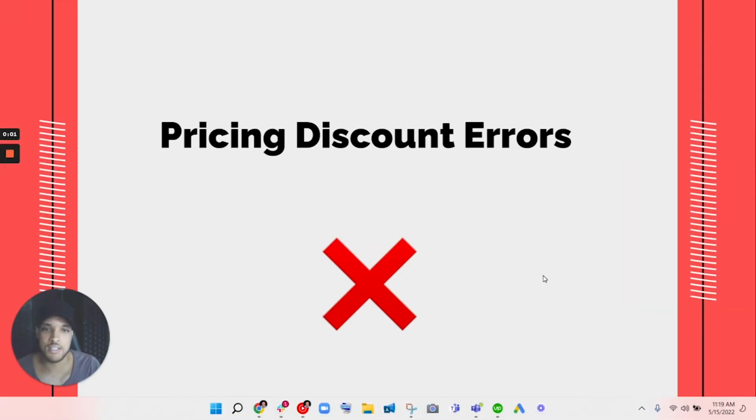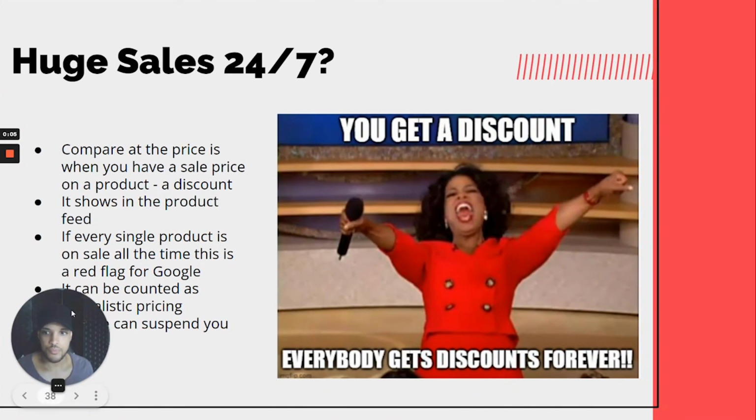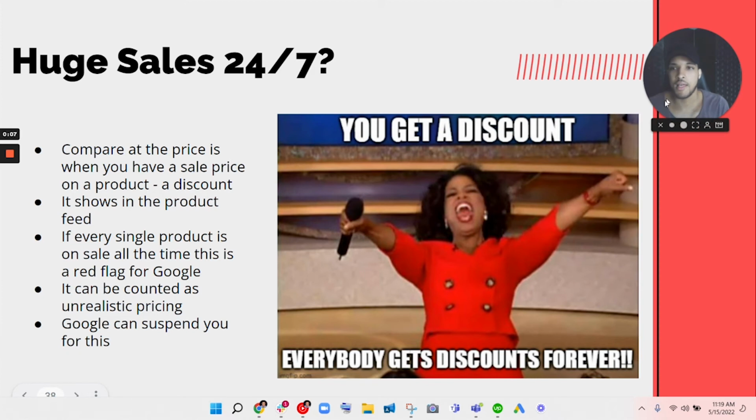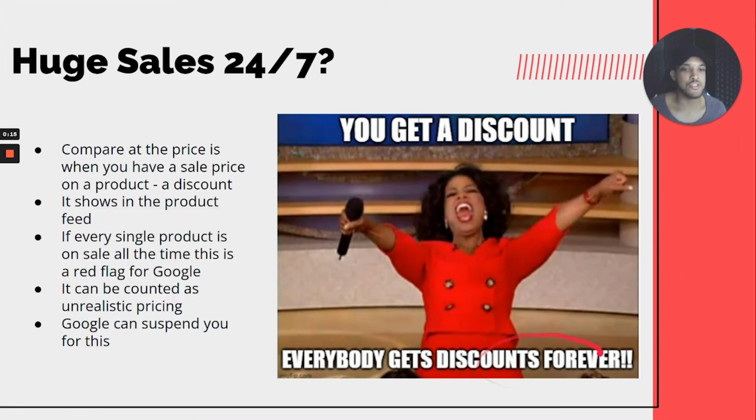All right, now into pricing discount errors. This is a big issue I see a lot of e-commerce stores having. Essentially, if all your products are always on sale 24/7, you're basically being Oprah, giving everyone a discount all the time. There's a bunch of different issues for this. One, your customers see you as a cheap or discount store, so they have no urgency when you actually have a real sale, and they just think that's the real price.